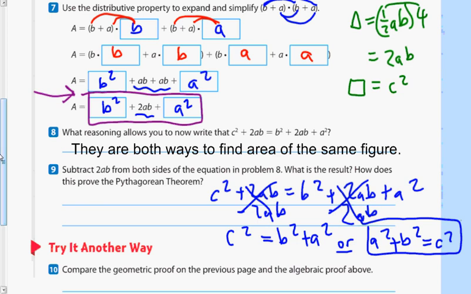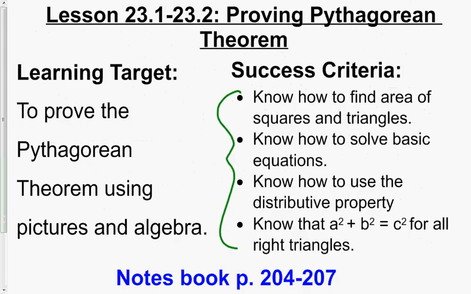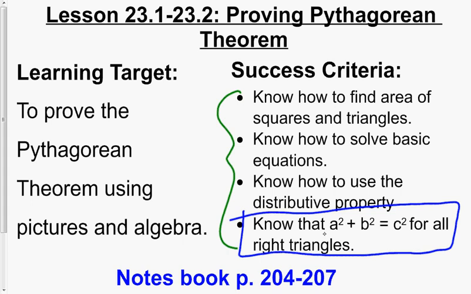Now there's a ton of ways to prove the Pythagorean theorem, and that's just two different ways, one with pictures and one with actual algebra. But I want to just redirect you back to what we were trying to do. We're just trying to prove the Pythagorean theorem using pictures and algebra, the two different ways. And ultimately, if one of those ways makes sense, you'll understand that for right triangles, A squared plus B squared equals C squared, and then we'll be able to use that to solve things.